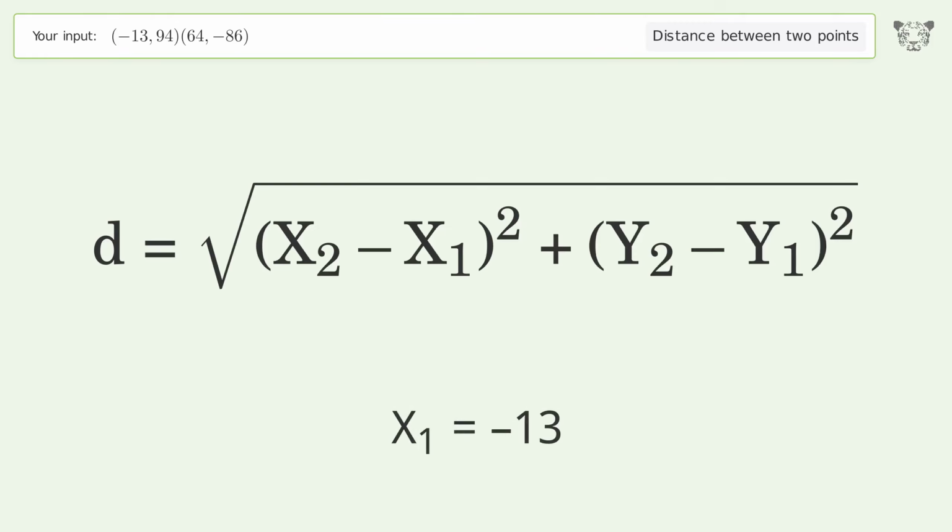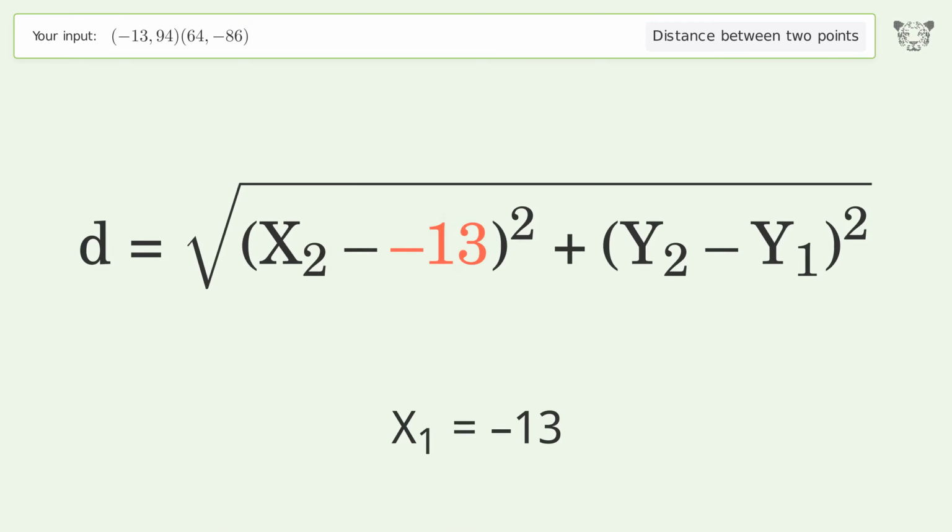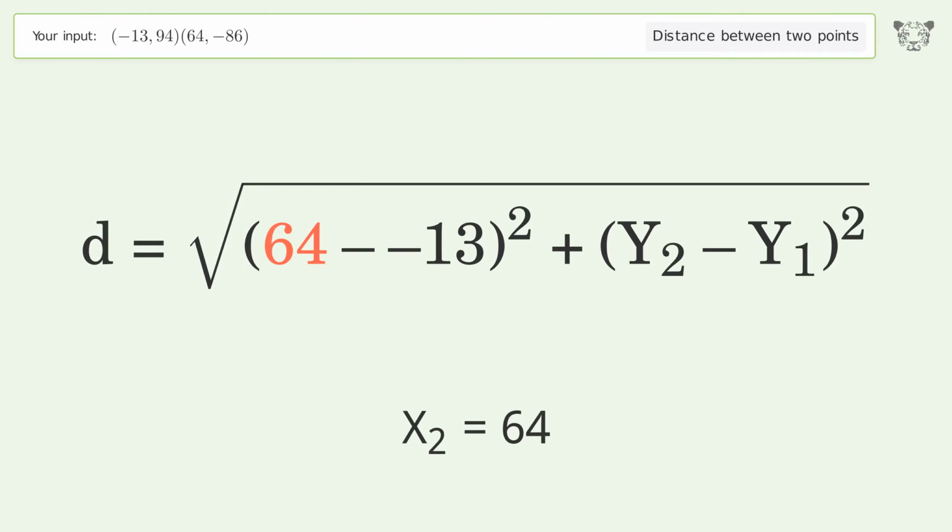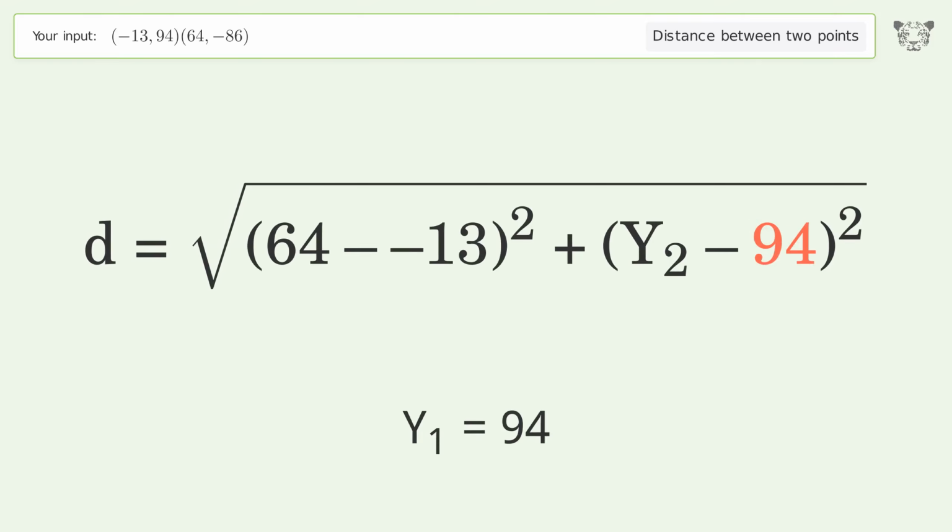x1 equals -13. x2 equals 64. y1 equals 94. y2 equals -86.